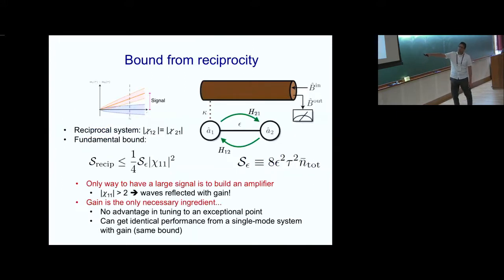So the upshot here is, if you have a reciprocal system, you can get a really, really big signal power, but you need to build an amplifier. You need to have a system where whatever you put in, a lot more stuff comes out.